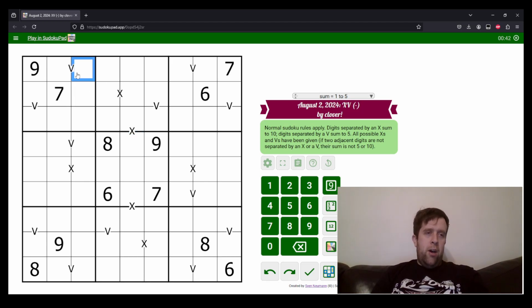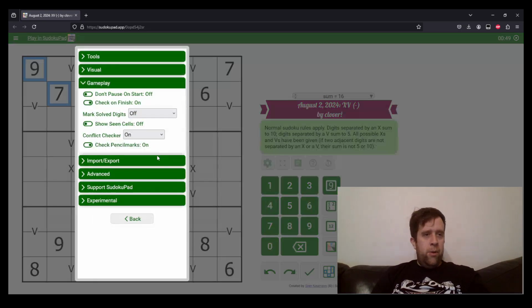So, what I'm going to do is go around. I'm going to do this properly. I'm going to flex a little bit, and I'm going to actually remember to turn off conflict checker. All right, and we're going to turn that off.